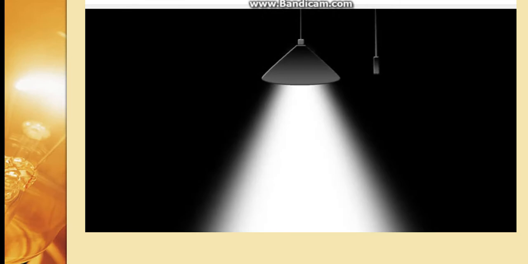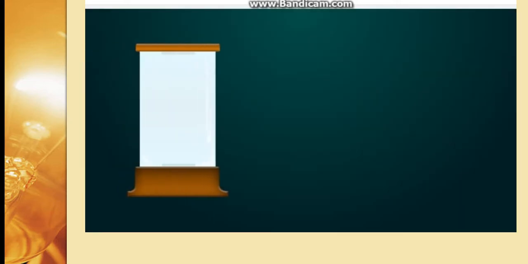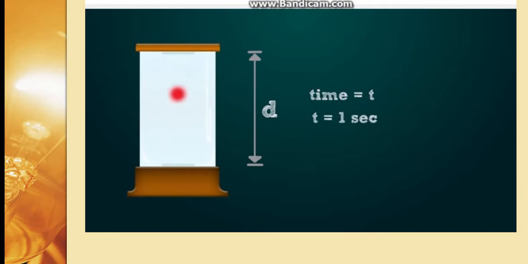Light behaves in a different way. Imagine you have a light clock with you. This light clock has two mirrors in opposite directions and a light beam bouncing between them. Now, let's say the distance between the two mirrors is d, and the time for the light to cover that distance is t. For the sake of simplicity, let's say it's 1 second.